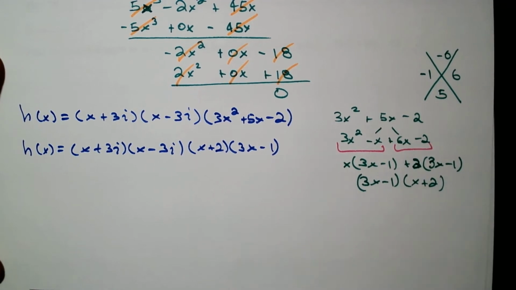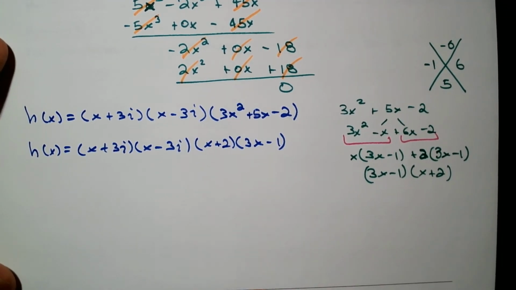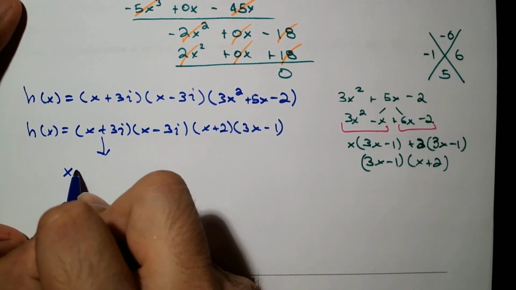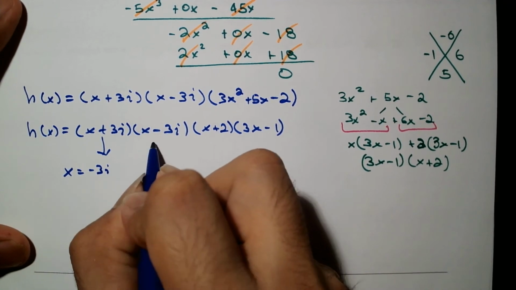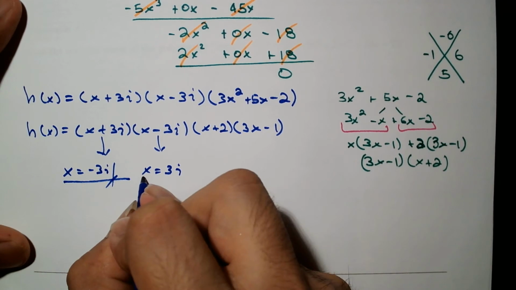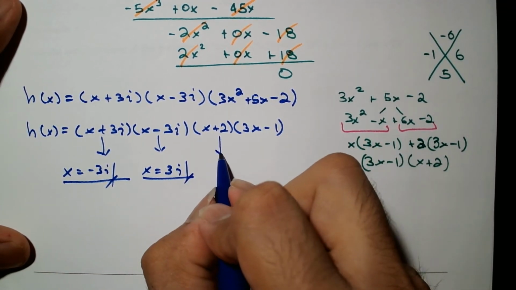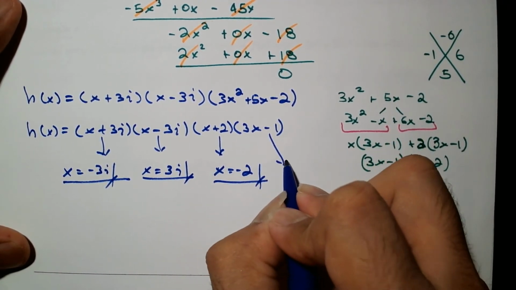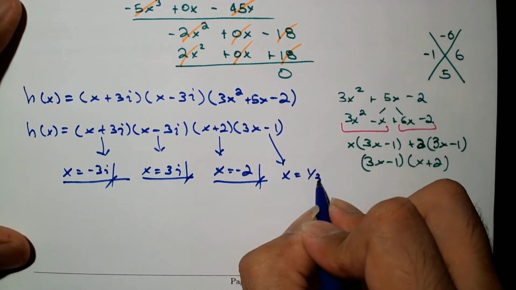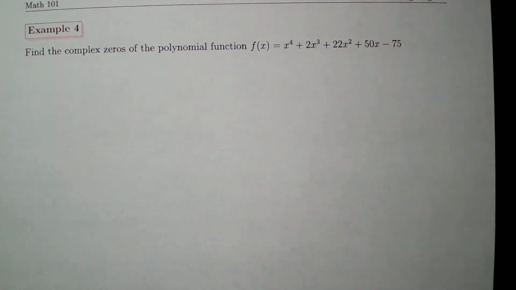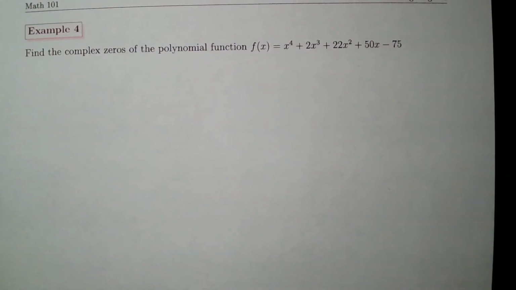Alright, so let's see. From the first factor, these two zeros were already a freebie, so the first zero is x equals negative 3i. The second zero is x equals 3i. And then the third zero is x equals negative 2. And the fourth zero is x equals 1/3. So those are the four zeros, right? So let's do one more example and call it a day for this topic.